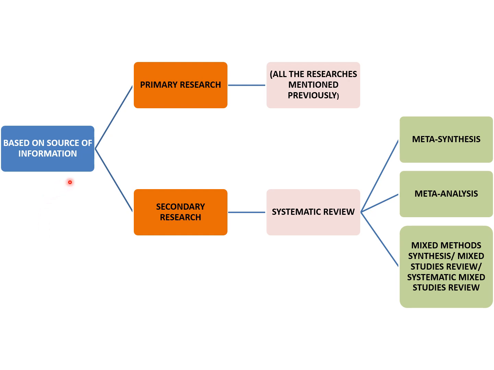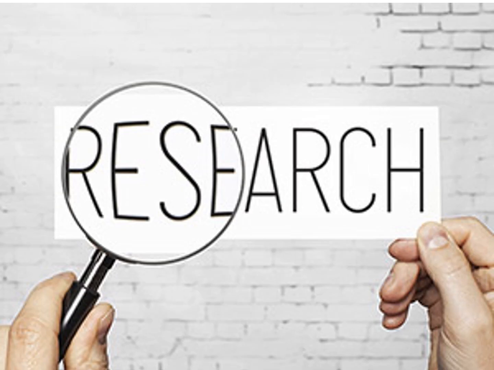Based on the source of information, research is classified into two: primary research and secondary research. All the research mentioned previously can come in primary research, and in secondary research, the systematic review, previously collected studies data will be used as our data source. So the classifications of systematic review are meta-synthesis, meta-analysis, mixed method synthesis or mixed studies review, or systematic mixed studies review. So to wind up, I will tell you one study which you will be doing.